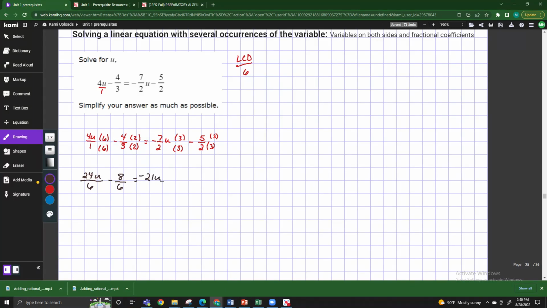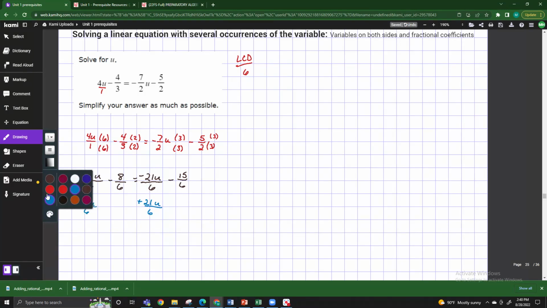I'm going to put that u up top there. It doesn't matter if it's on top or to the right of it. And that's over 6 minus 15 over 6. Now I do need to get the letter terms on one side and the number terms on the other. So in this case, I'm going to move the negative 21 because it is smaller than 24. So I'm going to add 21u over 6 plus 21u over 6.